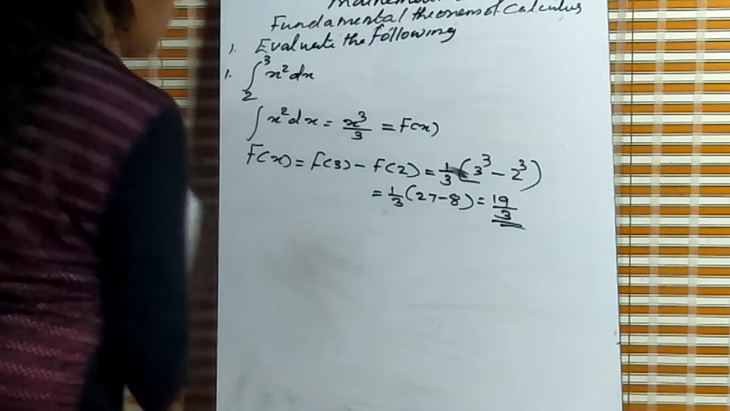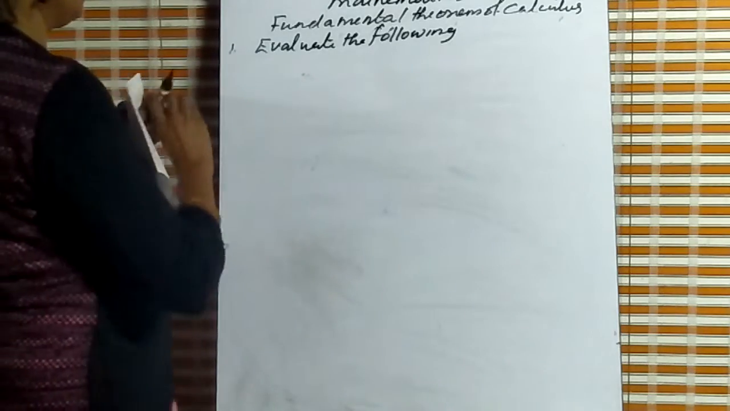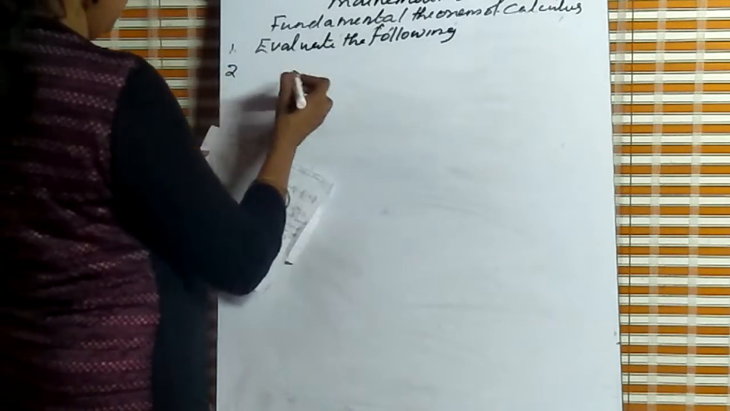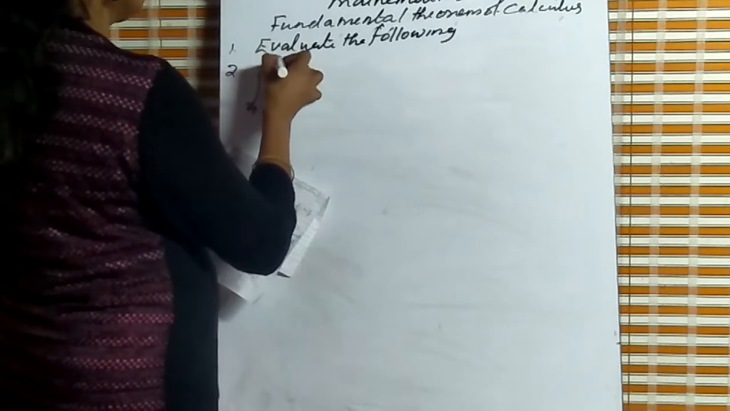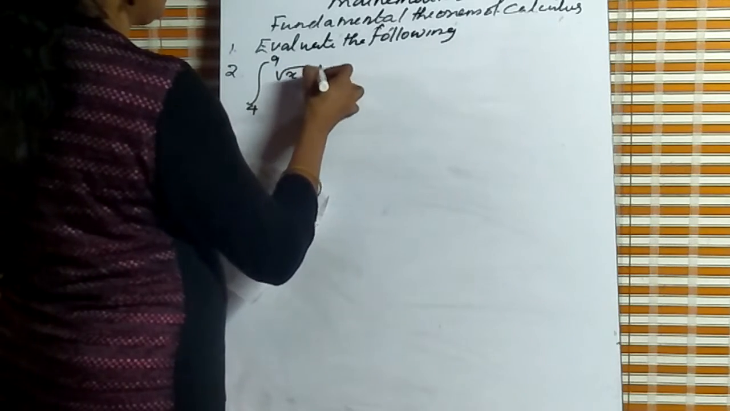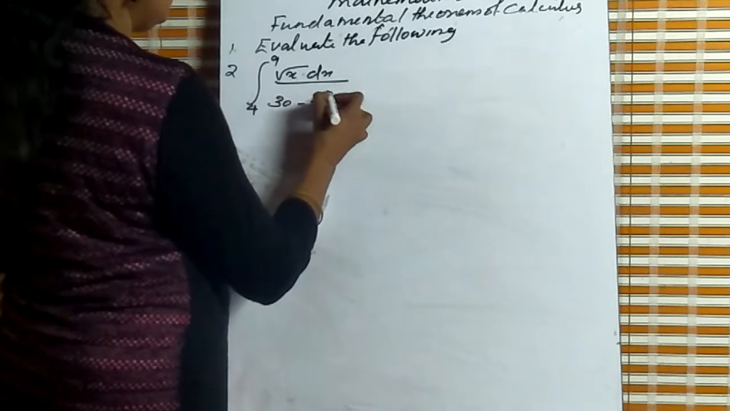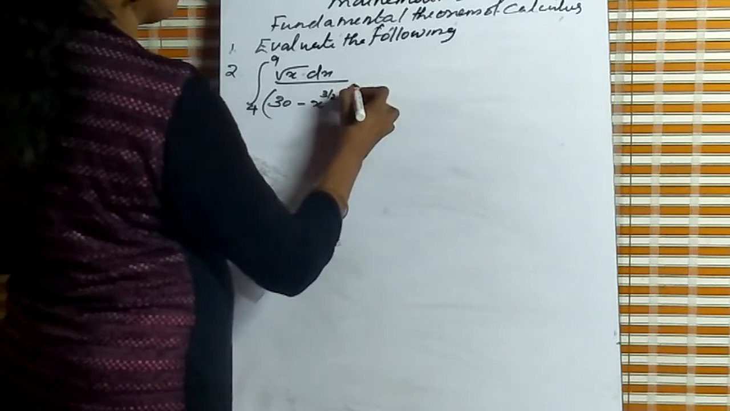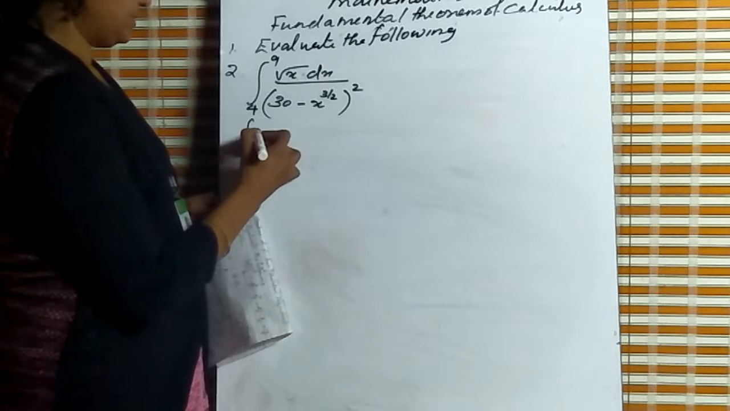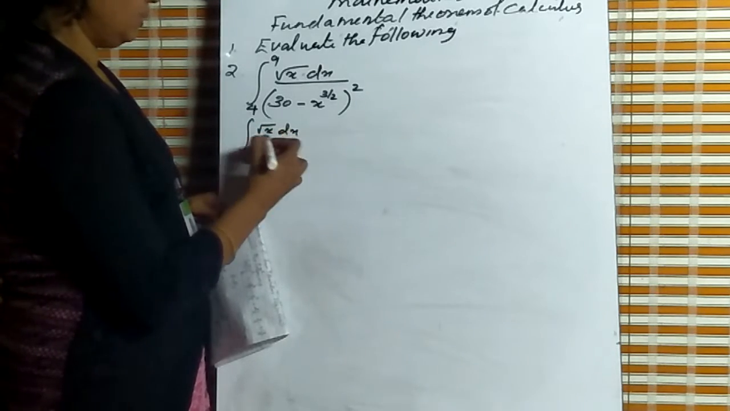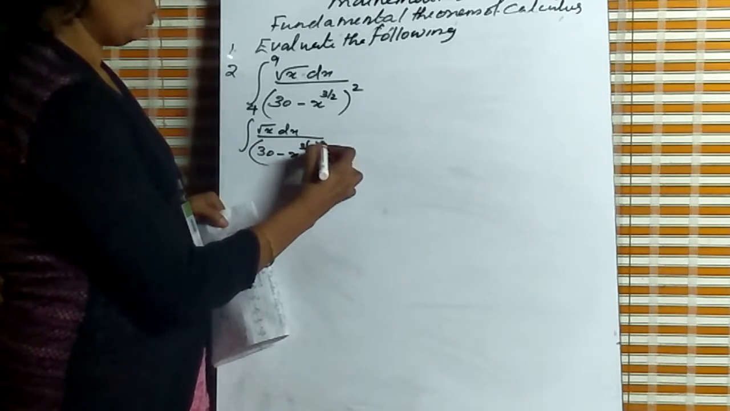Second question. Integral from 4 to 9 of root x dx divided by (30 minus x raised to 3 by 2) the whole squared. First we integrate this without limits: root x dx divided by (30 minus x raised to 3 by 2) the whole squared.